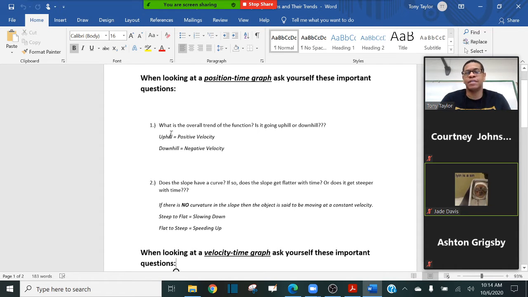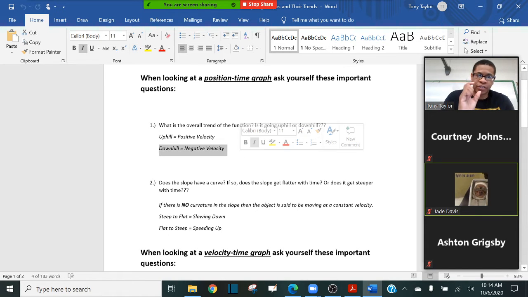The reason why is because, guys, as a general rule, if your graph appears to be going uphill, that always indicates an object that is moving in the positive direction. If your trend line appears to be going downhill, that always indicates an object that's moving in the negative direction. Everybody got that? So uphill, positive velocity. Downhill means negative velocity. This is the first thing you want to notice whenever you're given a position versus time graph.